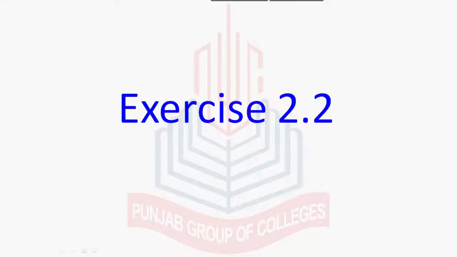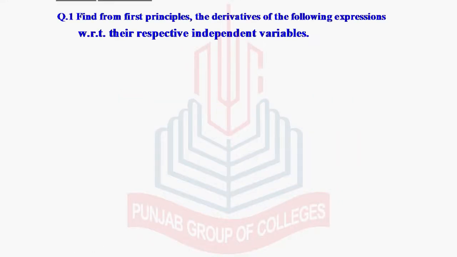Now we start exercise 2.2. Question 1. Find from first principle the derivatives of the following expressions with respect to their respective independent variables. And the first part is (ax + b)^3.